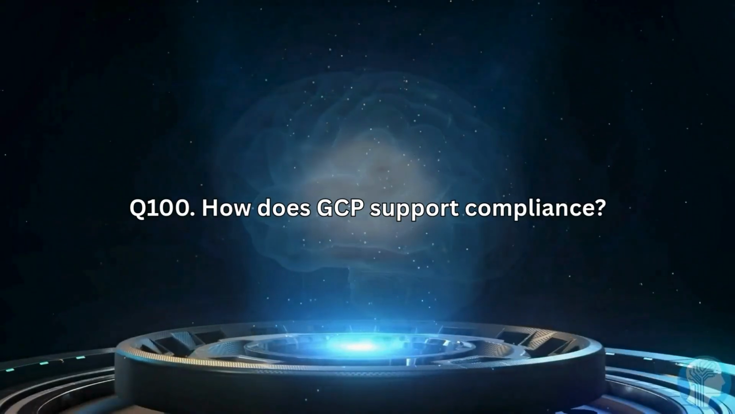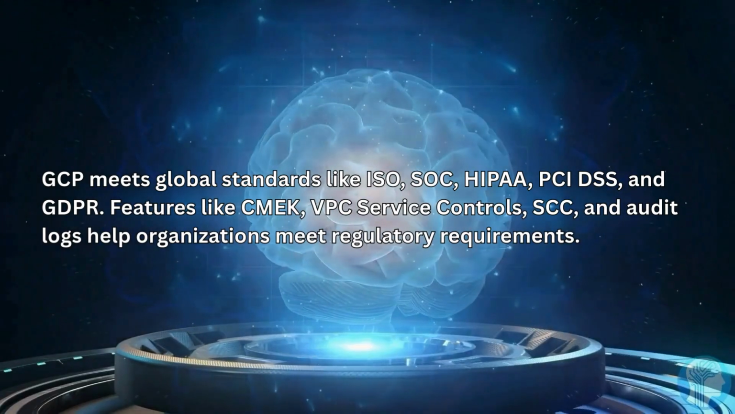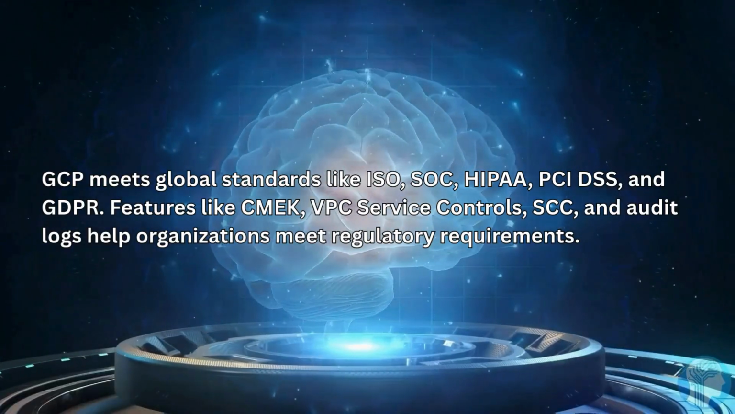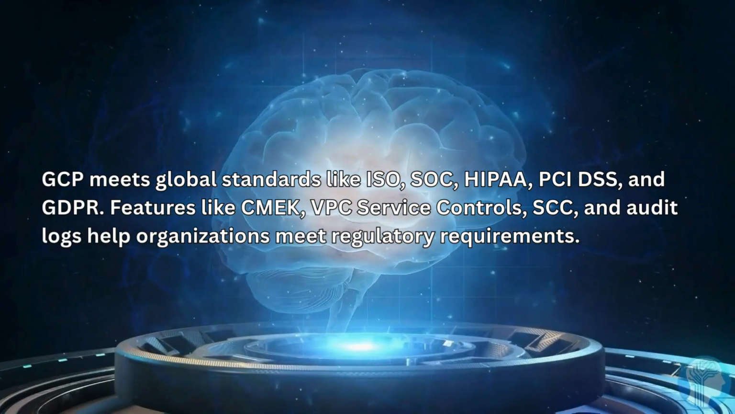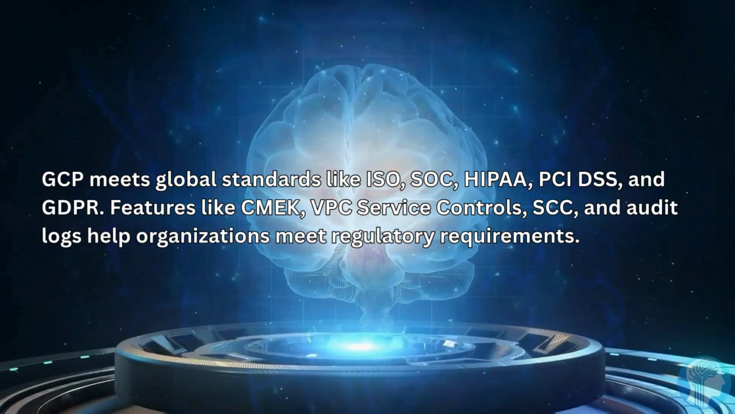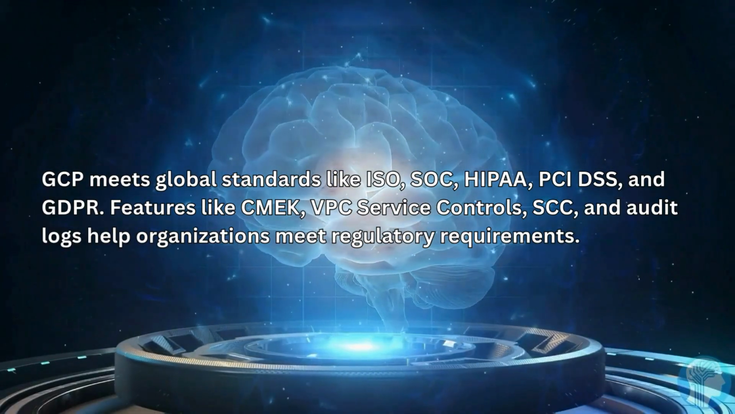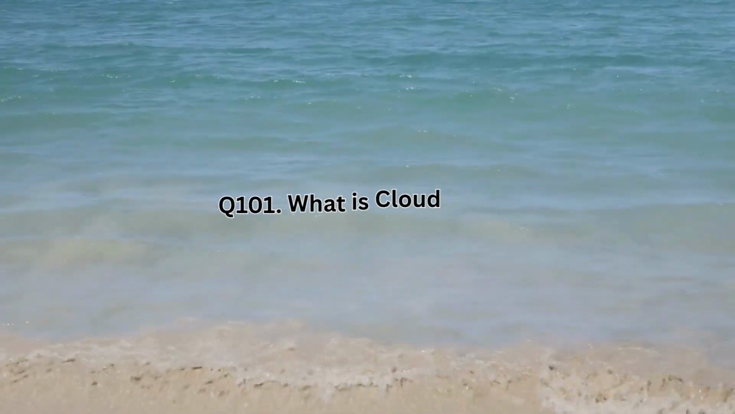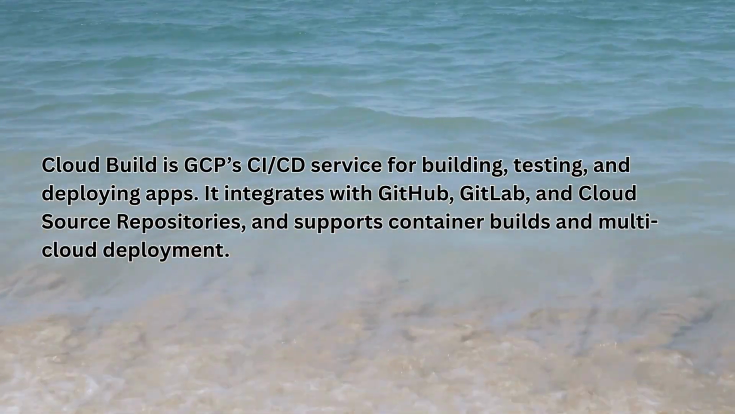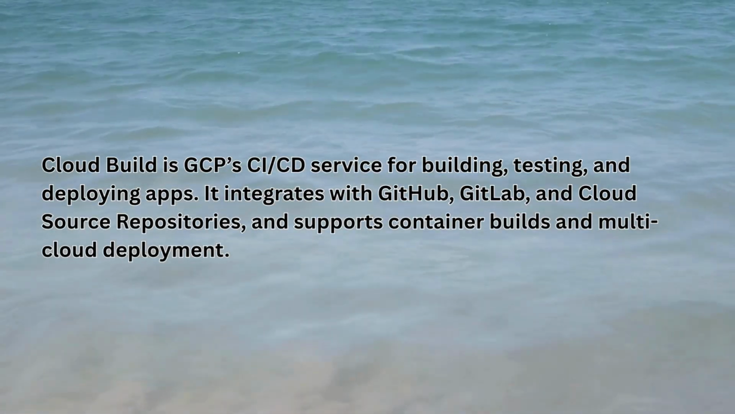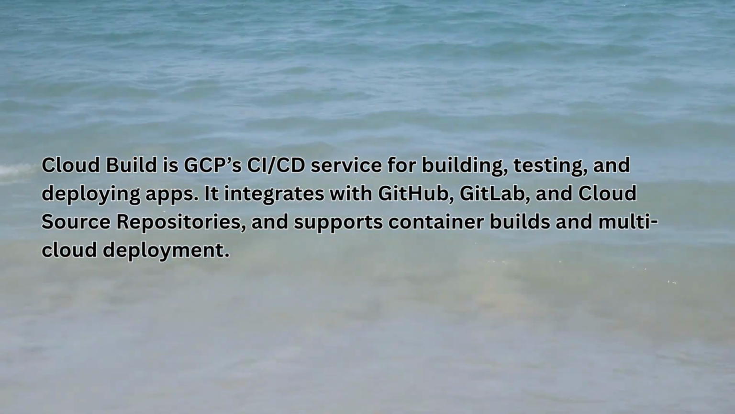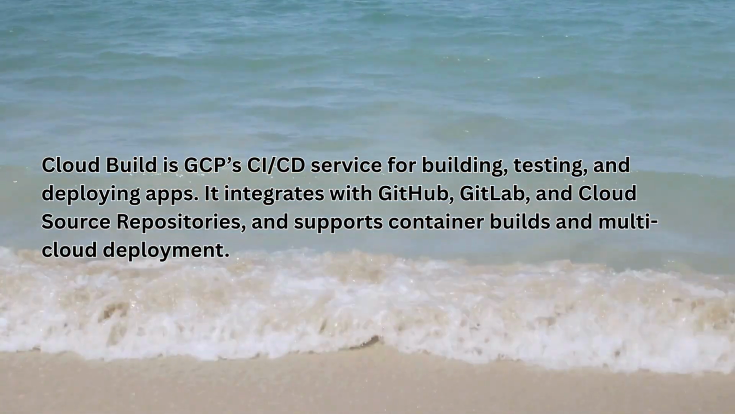How does GCP support compliance? GCP meets global standards like ISO, SOC, HIPAA, PCI DSS, and GDPR. Features like CMEK, VPC Service Controls, SCC, and audit logs help organizations meet regulatory requirements. What is Cloud Build? Cloud Build is GCP's CI/CD service for building, testing, and deploying apps. It integrates with GitHub, GitLab, and Cloud Source Repositories and supports container builds and multi-cloud deployment.